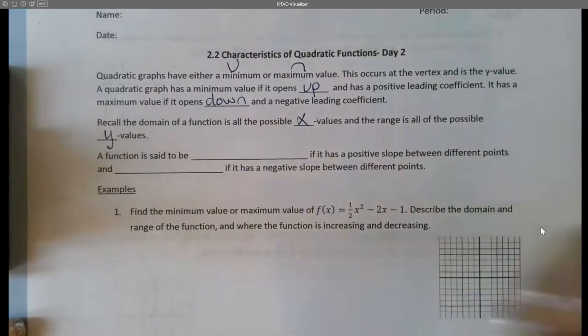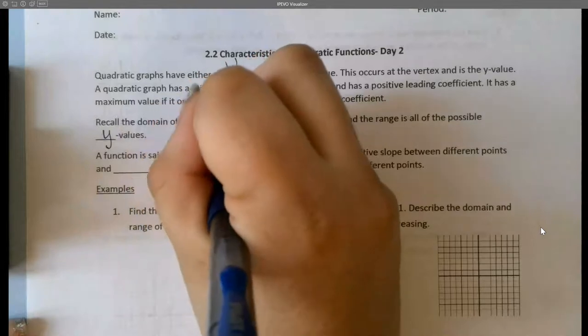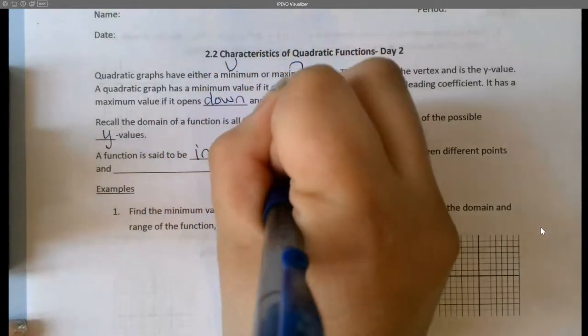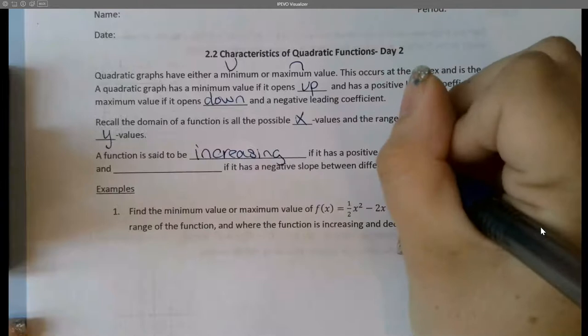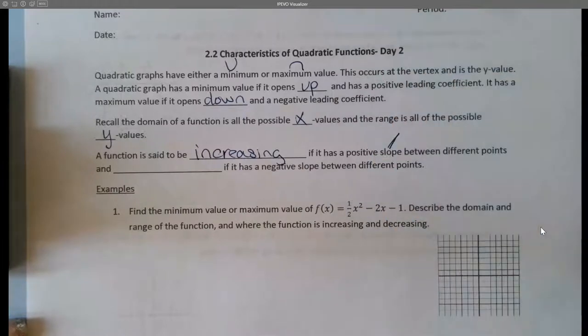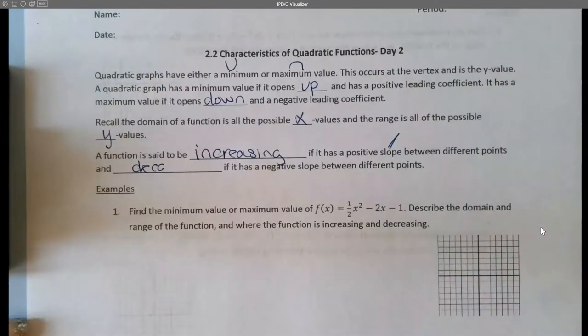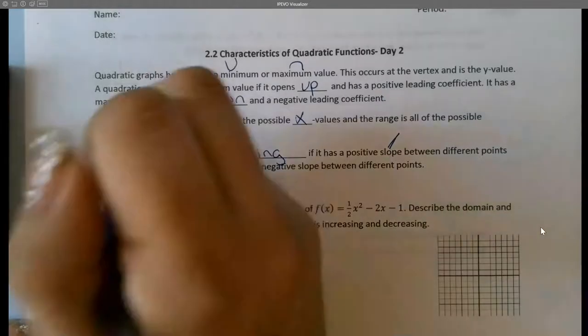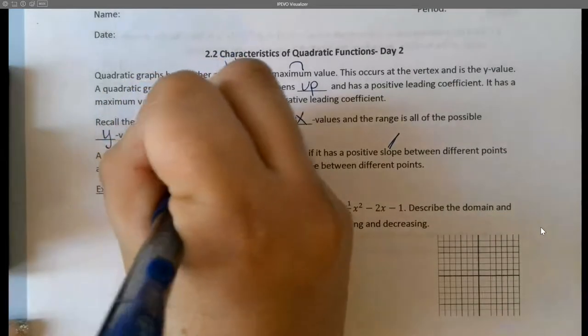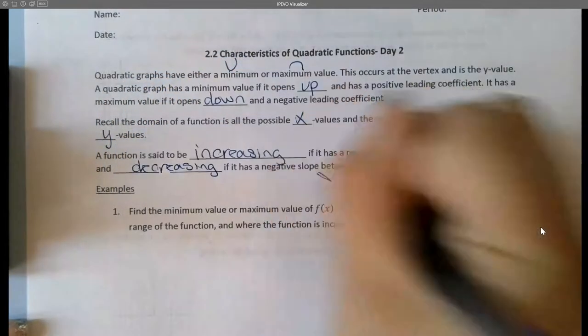A function is said to be increasing if it has a positive slope between two different points. So if it kind of looks like this, it's said to be decreasing, if it has a negative slope between two different points. So it kind of looks like this.